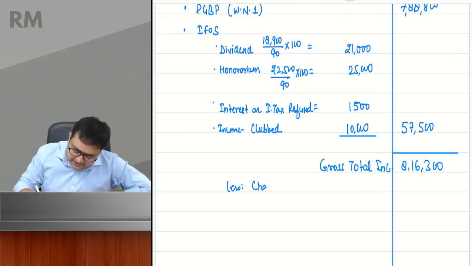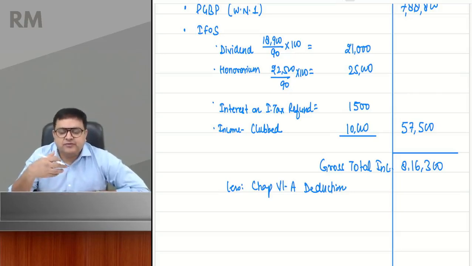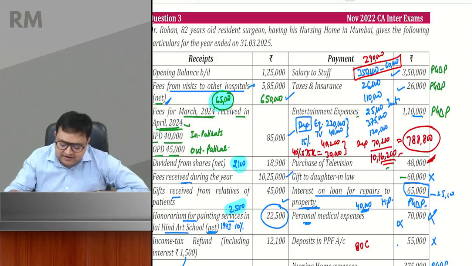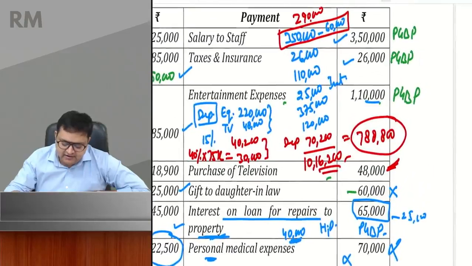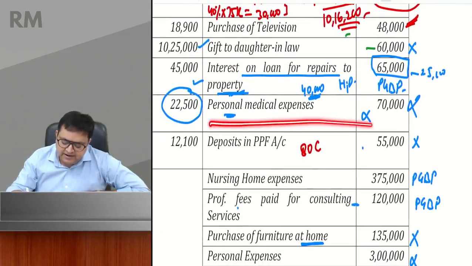now Chapter 6 deductions. When you get Chapter 6 deductions, it is when you have paid something to anyone or you have invested something. So let us look at our payment side. When we are seeing our deductions, we should look at our payment side, whether we have paid anything where we get deduction. Salary, no. Taxes, no. Entertainment expense, no. Purchase of television, no. Gift to daughter, no. Interest, no. Personal medical expenses.